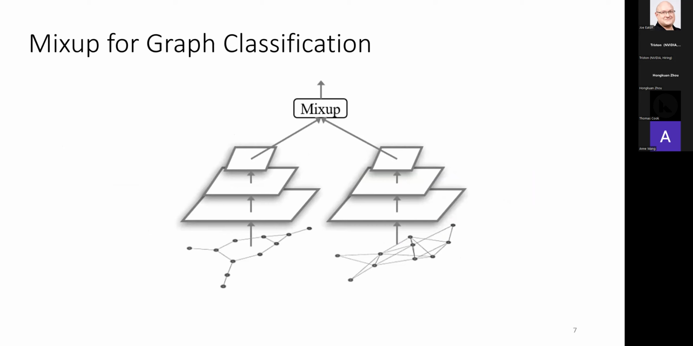We conduct a mix-up for graph classification in the embedding space, as shown in this figure. Finally, the interpolated graph level embedding will be passed to a multi-layer perceptron, followed by a softmax layer to produce the predicted distribution for the targeted classes.